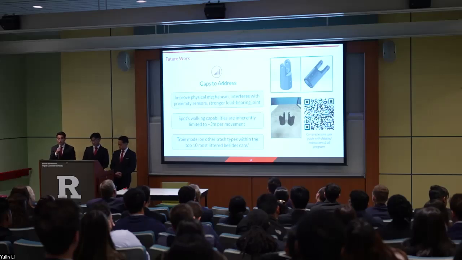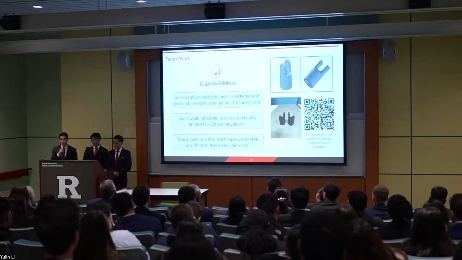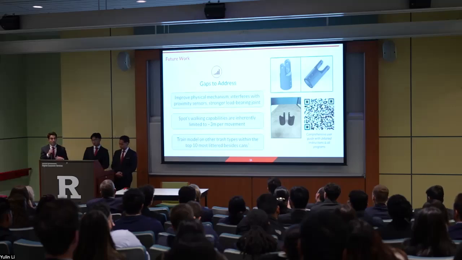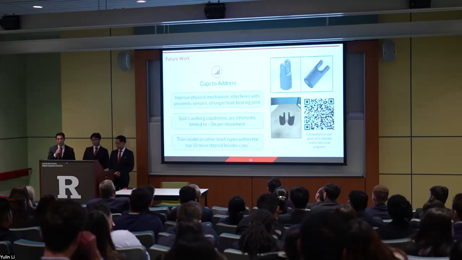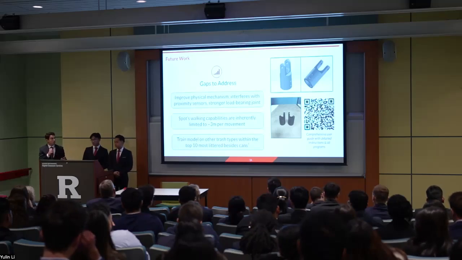In addition, Spot's walking capabilities are inherently limited to 3 meters. So if you saw in the video, it would walk 3 meters, then stop, and then continue to do this. And while it's effective, it's inefficient. And so finding a way to work around this and prevent that using the autonomous features is something we want to work on.